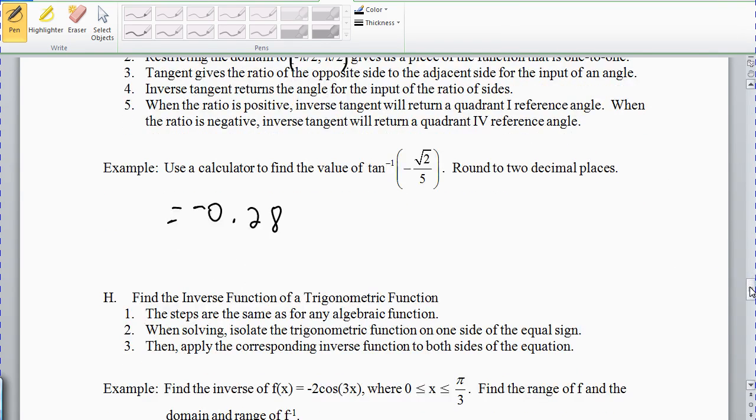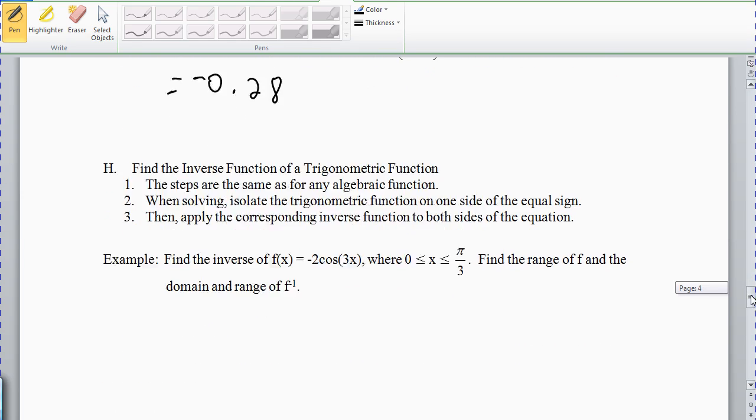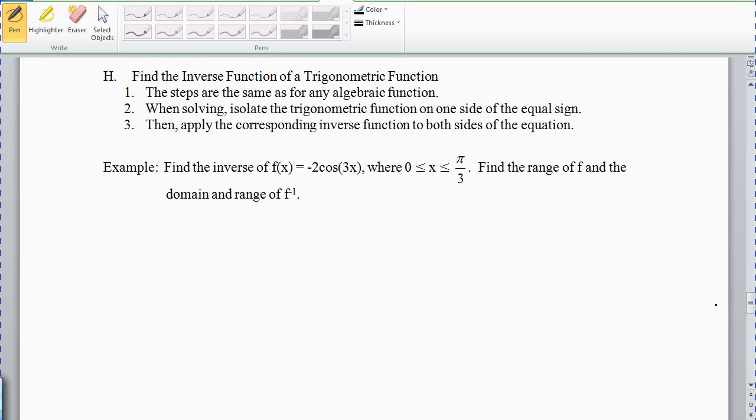So the more of these that you do, the more you're going to realize that it's pretty much looking at the unit circle and making sure you have your domain restrictions correct. Now, we're actually going to find an inverse function. In this example, you're told that the function is negative 2 cosine 3x, where the domain is restricted from 0 to pi thirds. It has to be restricted, otherwise you can't find the inverse.